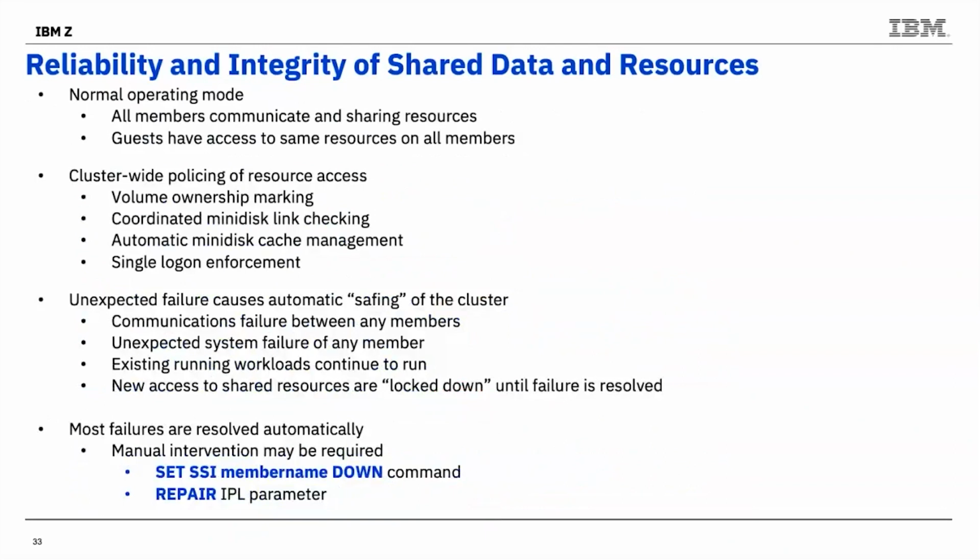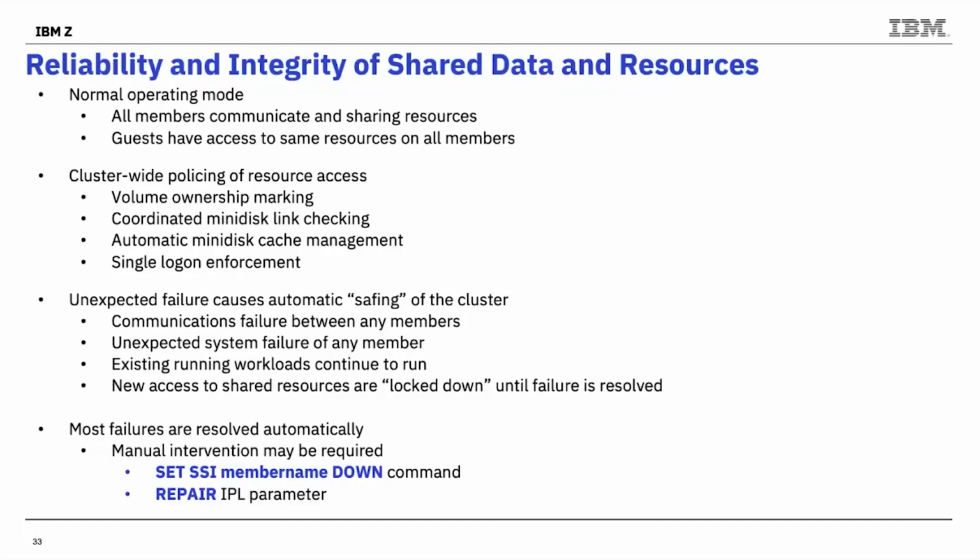Okay, so under normal operation, all of our members are communicating and sharing happily. As guests are running, CP is constantly policing things, making sure that our volume ownership markings are good to go, that our minidisk accesses are happening as they should and not happening if they shouldn't. For non-ident users, we're making sure that there's only one instance of the VM running in the cluster at a time. But sometimes things go wrong, and primarily that manifests itself when we have a member who fails to communicate.